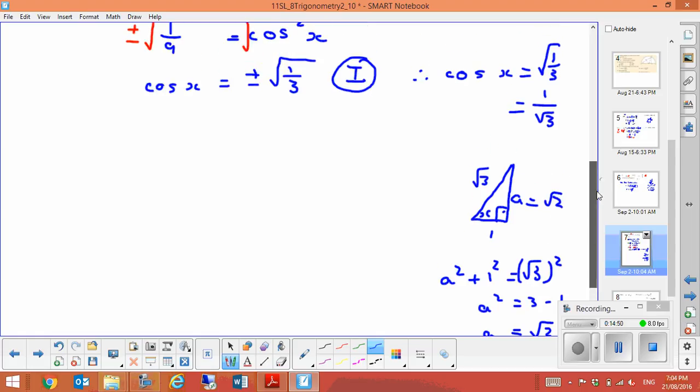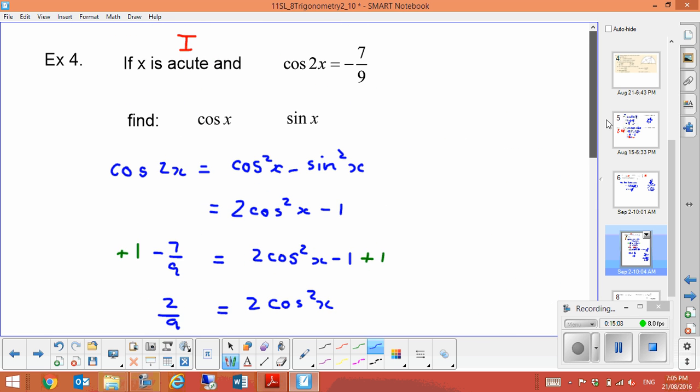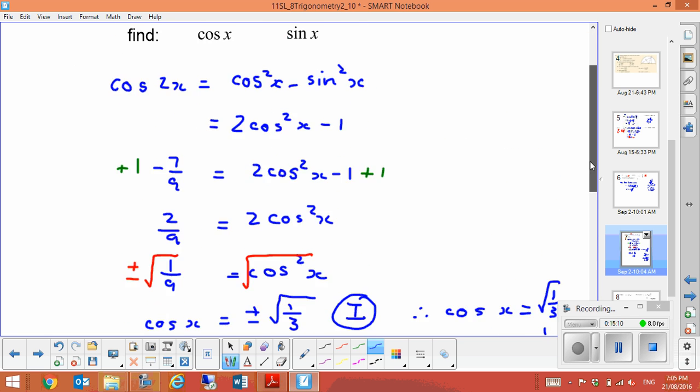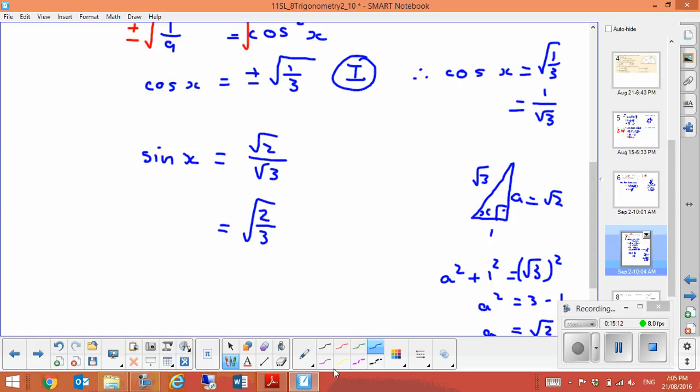So now we can say that sine x equals root 8 over 3. So have we answered the question? Yes, we found cos x and sine x. So there's our sine x answer, and our cos x was up here.